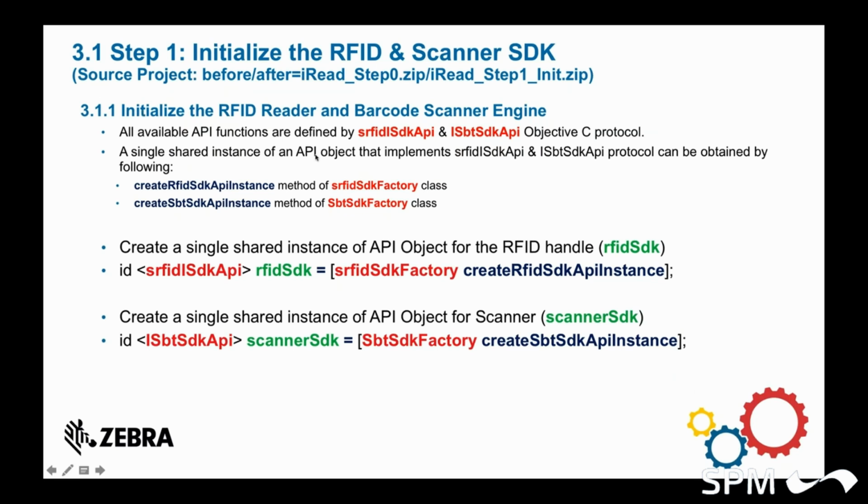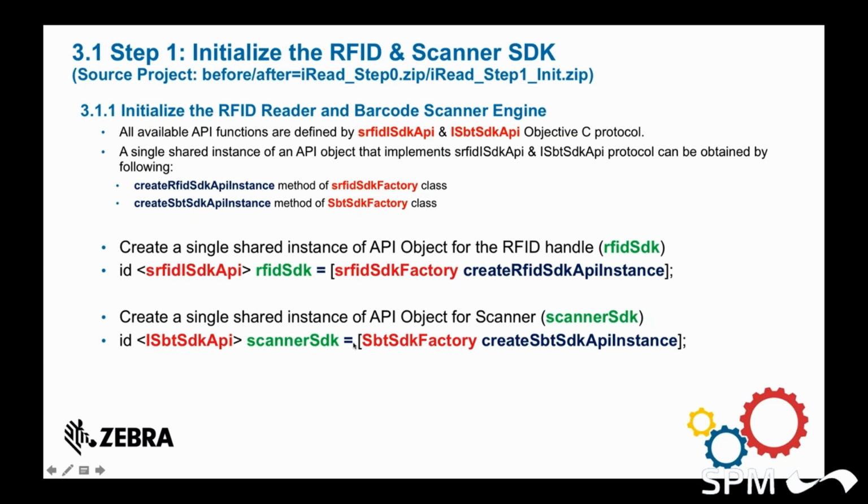Okay, so first you need to use the RFID SDK API interface protocol to define the unique handle ID. So now I use RFID SDK, so we'll create a unique RFID handle ID. The API we'll use is a factory function, and you use the method to create this unique RFID handle ID. You can do the same thing to create a scanner handle ID as well.